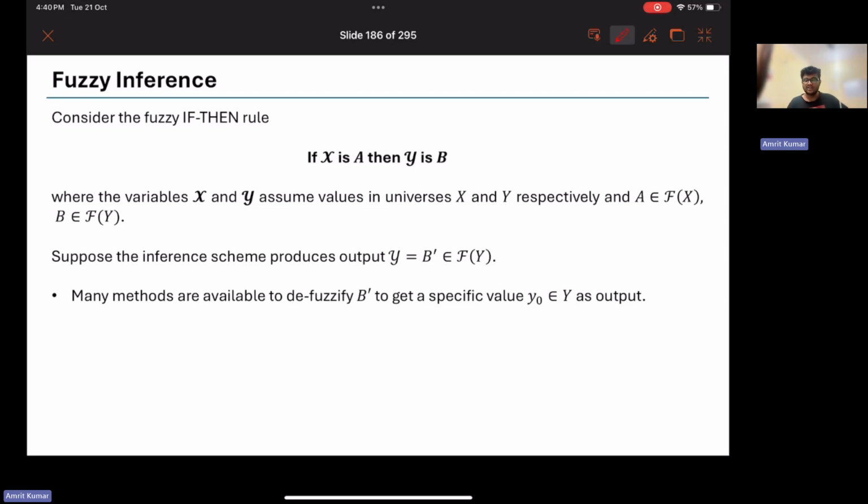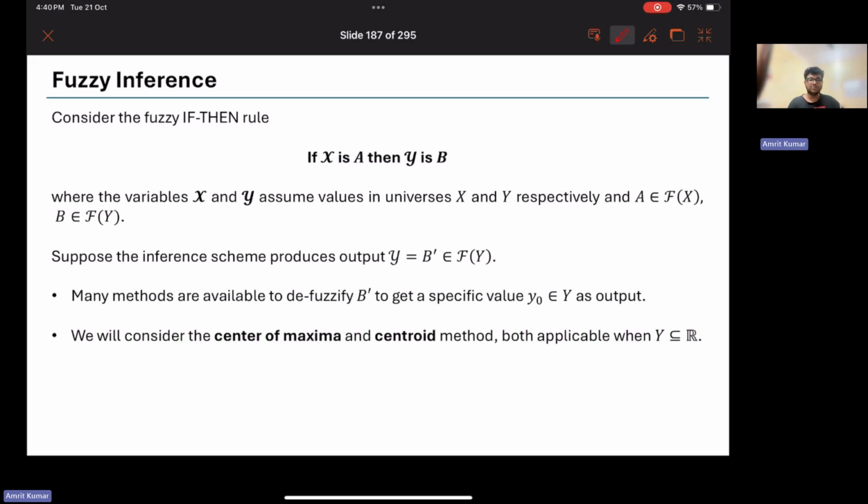Now the question is, suppose that we have used our inference scheme to infer the output fuzzy set B dash. How do I appropriately convert it into an output value that we can give to the user? This process is called defuzzification, as I have already indicated. Now, how do we do this defuzzification? Again, there are methods available for it. I'm going to discuss two methods, center of maxima and centroid. And by the way, both these methods are applicable when your consequent universe Y is a subset of real numbers.